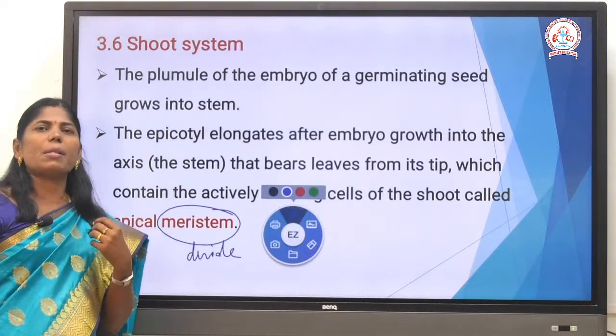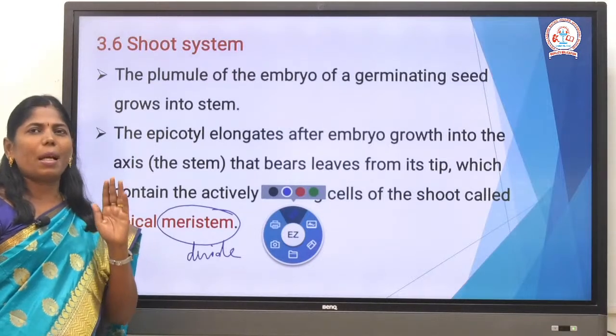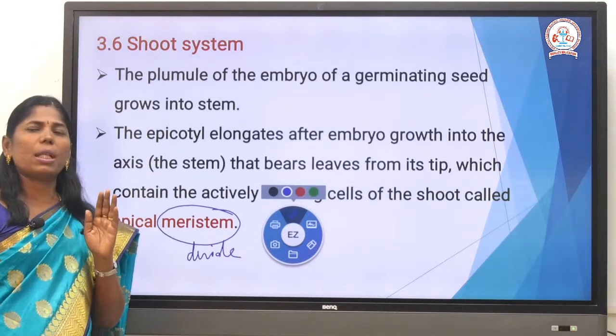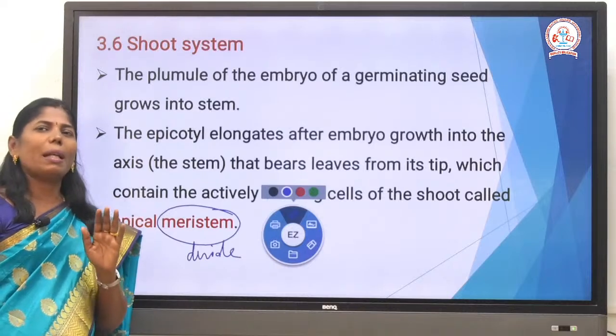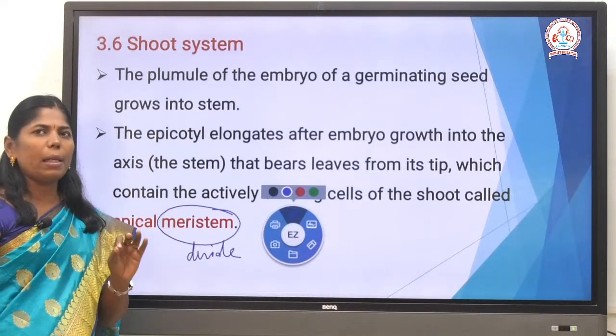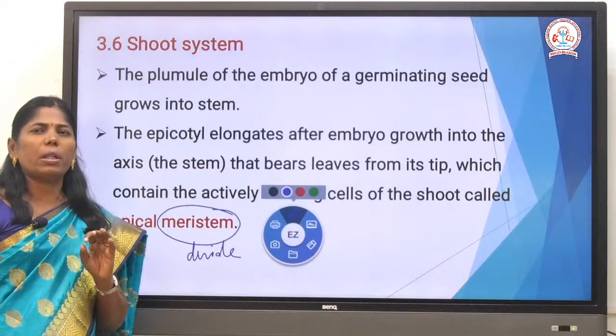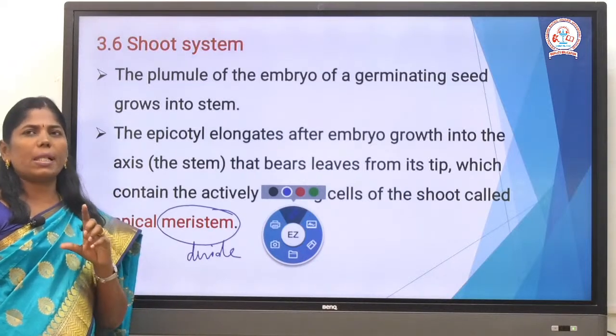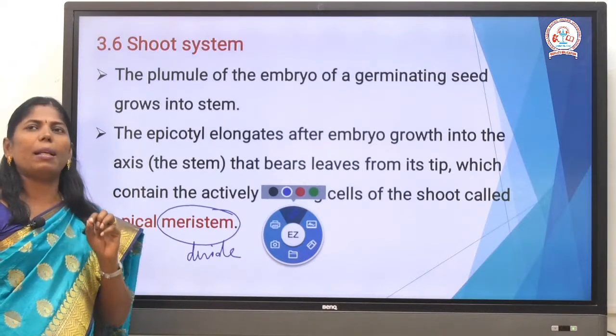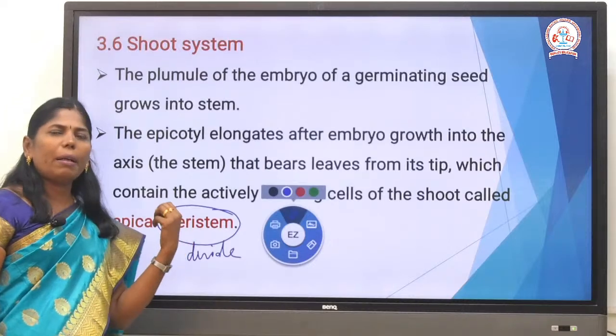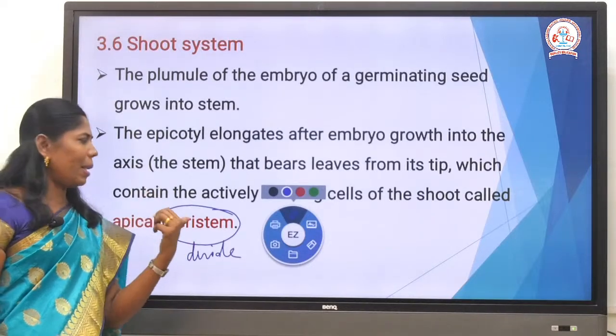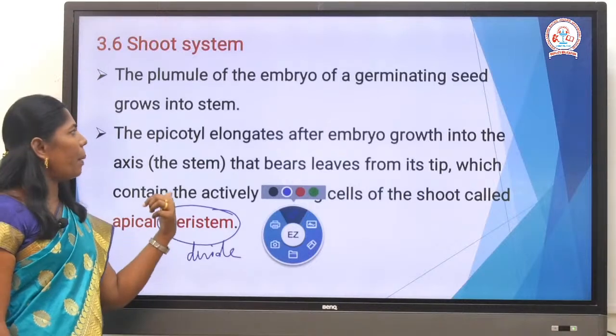The meristem is divided into three. One is apical meristem, another is intercalary meristem, and the last one is lateral meristem, okay. So apical meristem is responsible for the elongation of the stem, that is increasing in the length, which is responsible for increasing the height of the plant. So that is apical meristem.